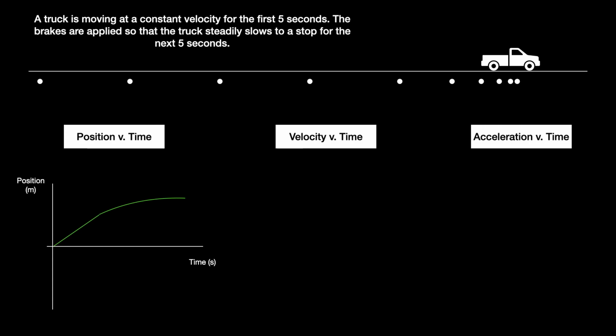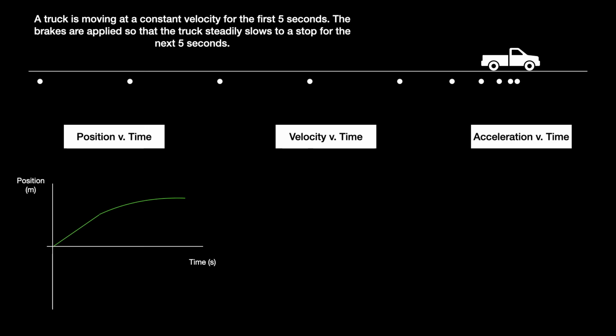Then the truck is going to start to slow down. And so what I should see is the slope of my position versus time graph steadily decreasing. It says that the truck steadily slows to a stop, so my slope needs to steadily decrease until it's 0 at the very end. You can see if I drew a line tangent at the very end, the slope of that tangent line would be 0, indicating that the truck isn't moving anymore.